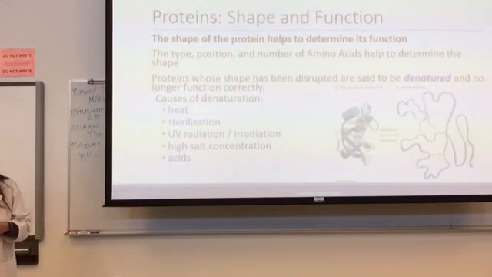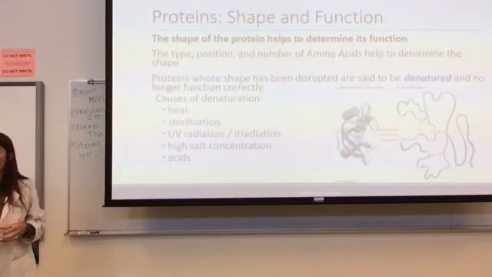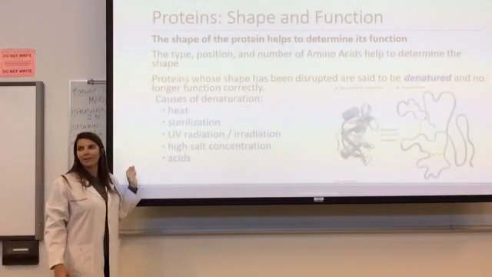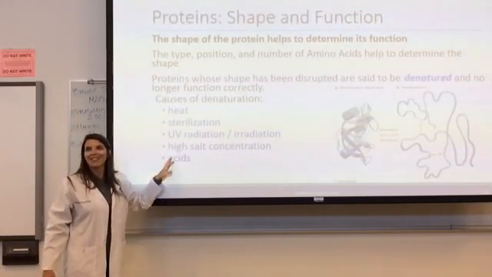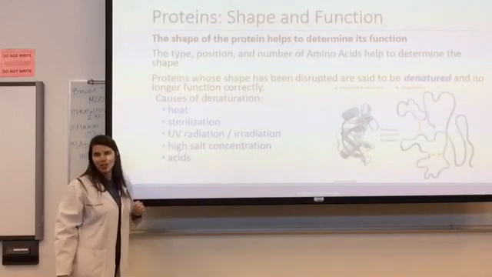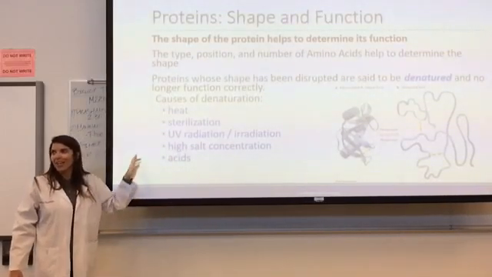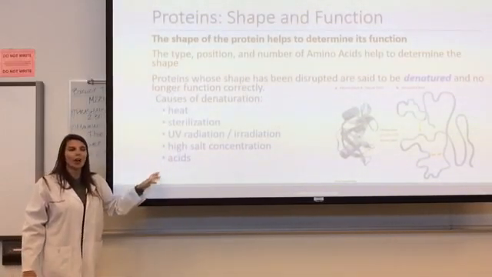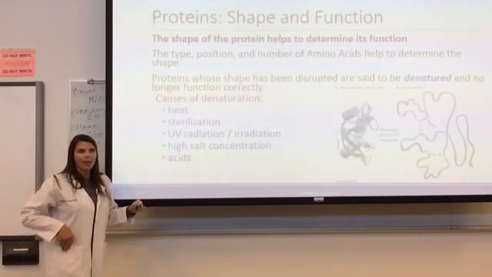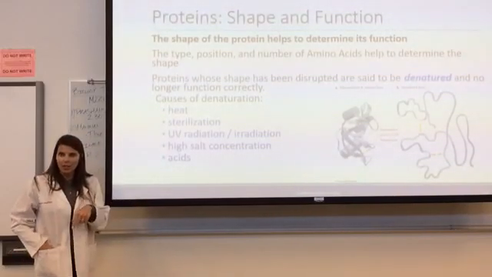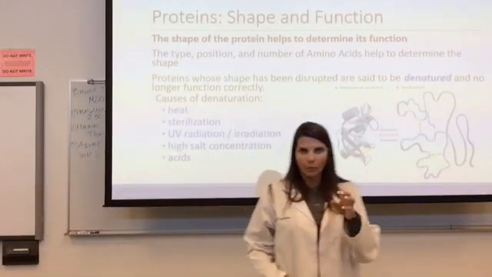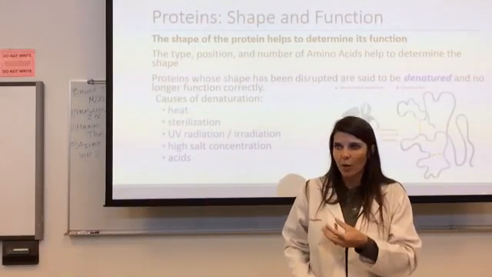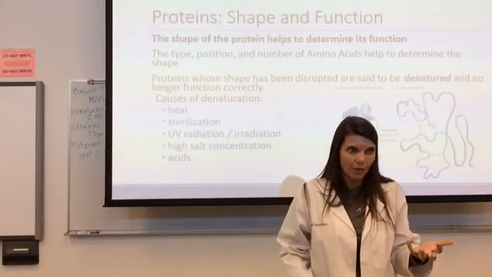What are some things that could cause a protein to change its shape? Heat, sterilization, acids, UV radiation, irradiation, high salt content. These are all things that could cause a protein to lose its shape. Let me give you an example that applies to you. First of all, I told you anything tangible in your body has protein in it, okay?